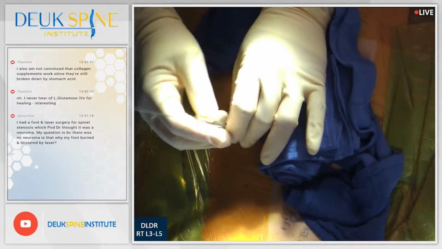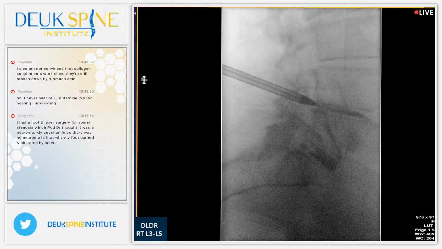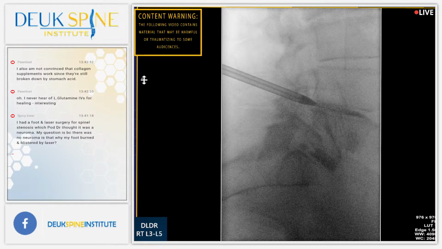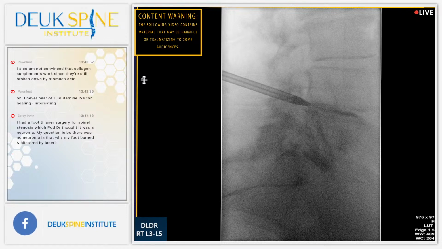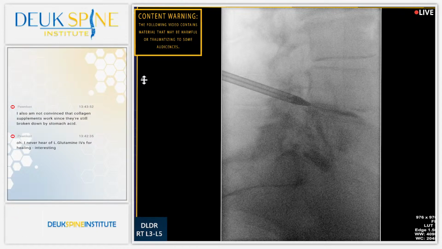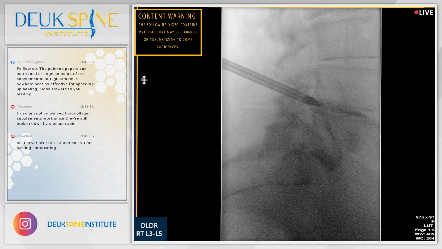Transforaminal posterior cervical surgery is garbage. It's what they were doing 100 years ago, and it should not ever be done. It's destructive and dangerous and unnecessary. The truth is, surgeons that do spine surgery, if they're not able to do the best, they shouldn't be doing spine surgery. That's my opinion.